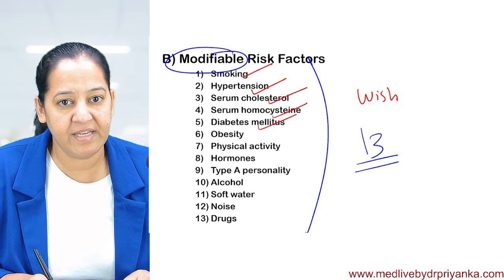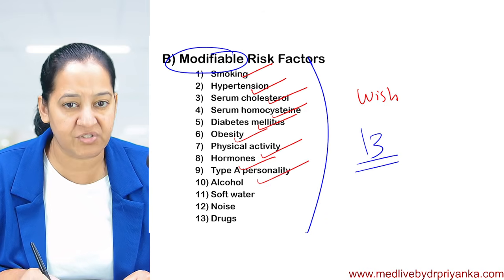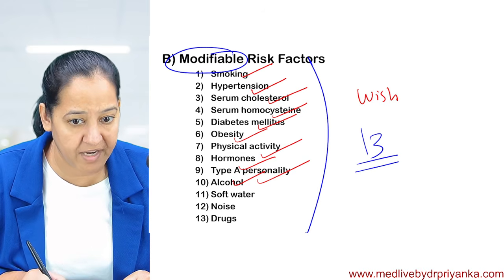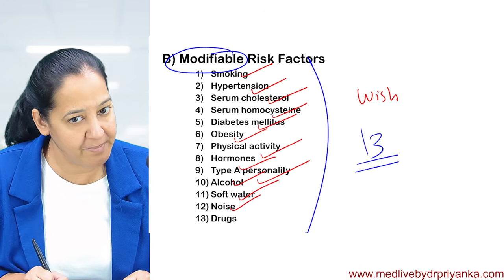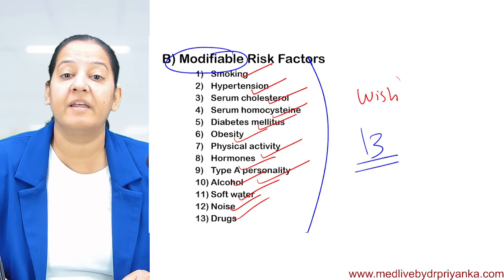Someone has diabetes or obesity, it can be controlled. Physical activity, hormones, type A personality, alcohol can be quit, soft water, noise can be avoided, drugs can be avoided. So they all are modifiable if we wish.